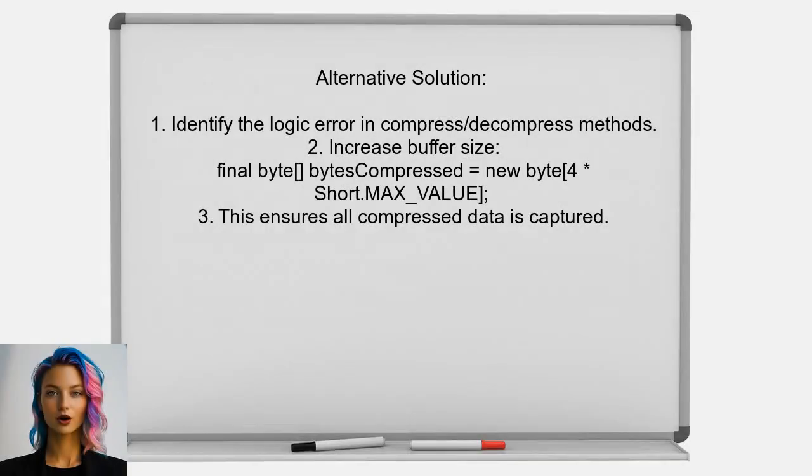A user identified a logic error in the compress and decompress methods. They found that when compressing a 32,752 byte buffer, the deflator returns a size of 32,767 bytes, which is not enough to hold all the compressed data. To fix this, they suggest increasing the buffer size to 4 times the maximum short value.